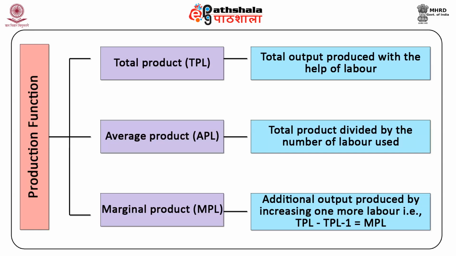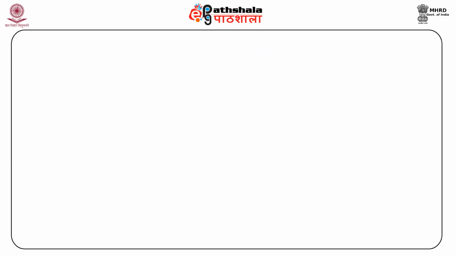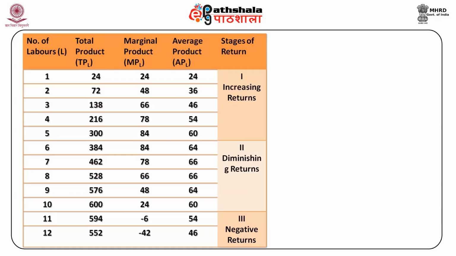That is, TPL minus TPL-1 is equal to MPL. That is, the marginal product is the change of the total product when there is an additional unit of the input in the factors of production. Hence, given the number of workers and total product, average product, we can derive the marginal product. Consider the table.